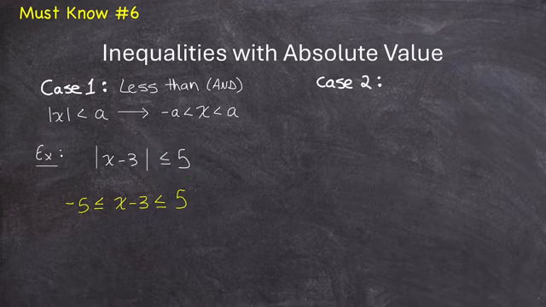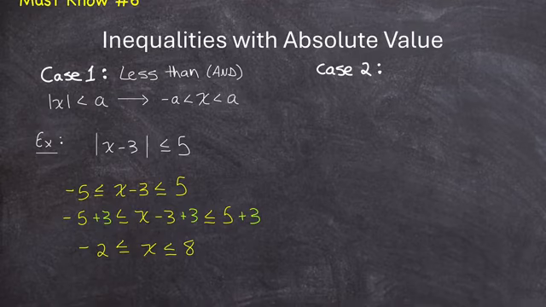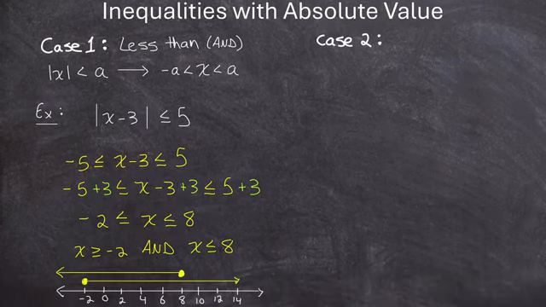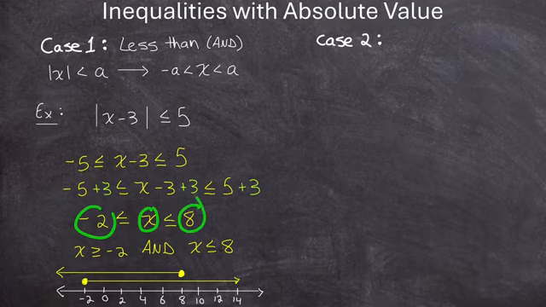And then let's actually solve for x in this inequality. I'll add 3 to all three parts of it. Then this would simplify to negative 2 being less than or equal to x being less than or equal to 8, which means my final solution set would be the set of x values that are greater than or equal to negative 2 and less than or equal to 8. And this would be easy to graph on a number line. I can see that the intersection of those two ranges of x values is exactly as described in this double inequality. X is between negative 2 and 8, including negative 2 and 8.